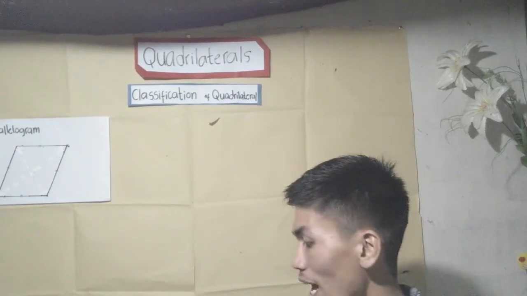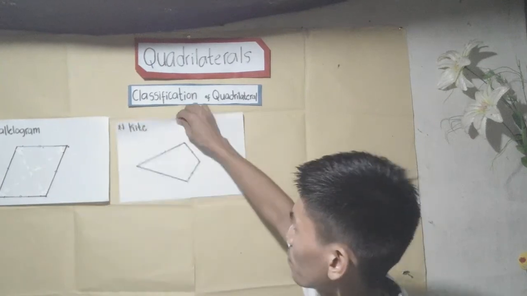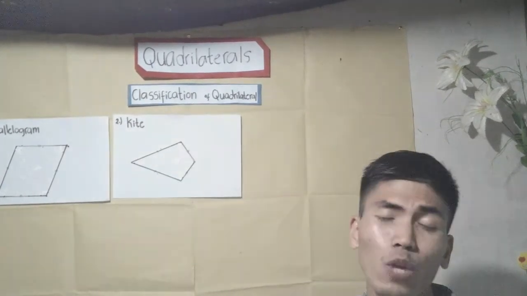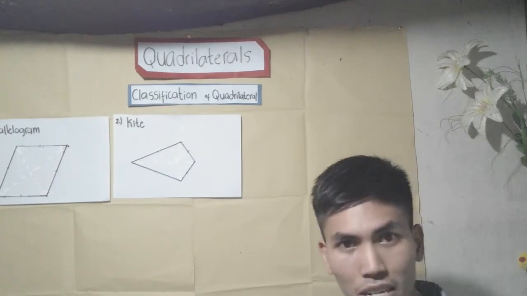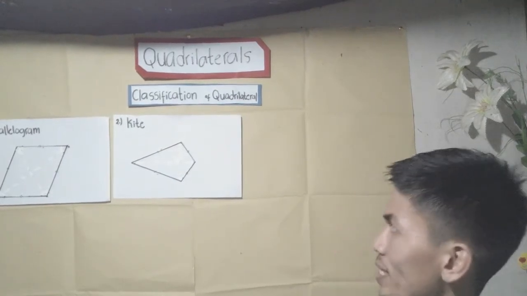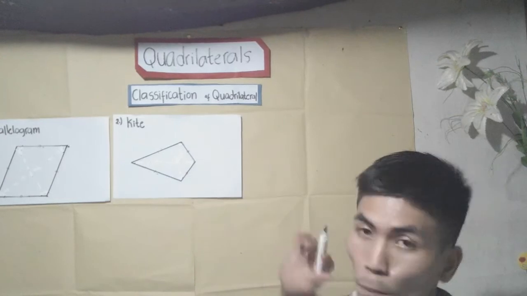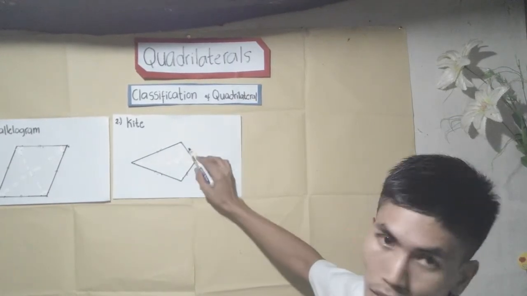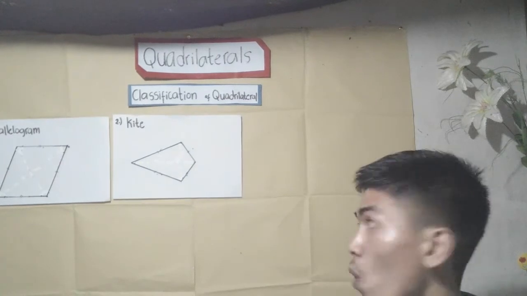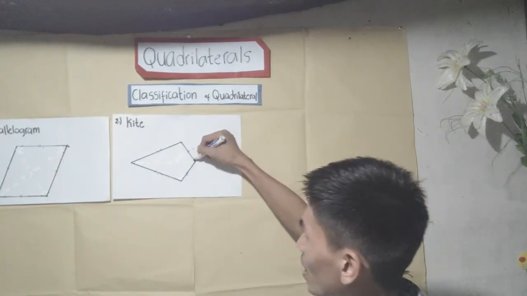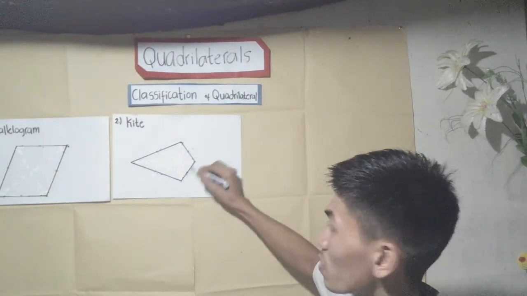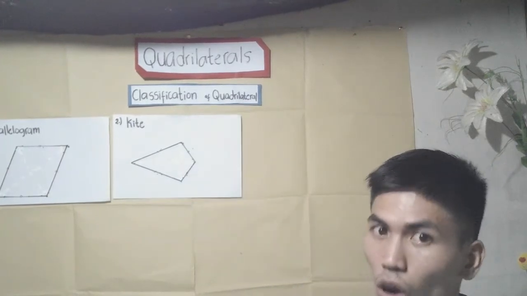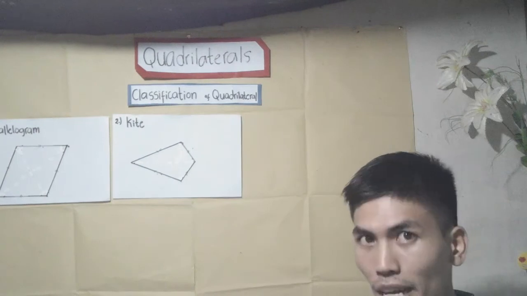The next is a kite. A kite is a quadrilateral with exactly two pairs of adjacent congruent sides. So only two pairs. This is the first pair, and this is the second pair. So this side from here to here and here to here is congruent. So two sides are congruent in a kite.